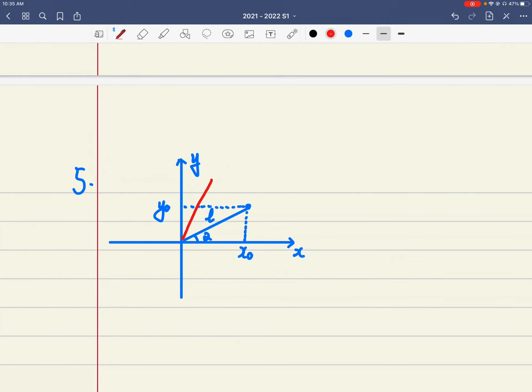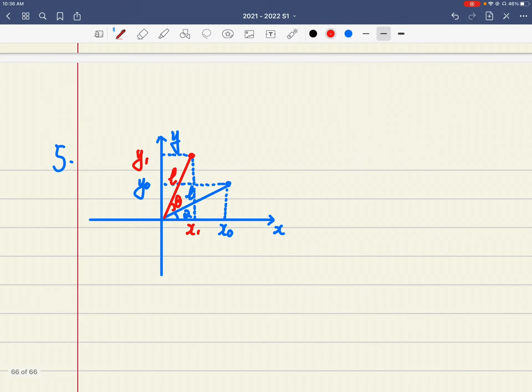Now I rotate this line. For example, after the rotation, the line is here. What is not changed is the length of the line. It's still the same line, still the same length. However, the endpoint's coordinate has changed. Let's call these new coordinates x1 and y1. Because you rotate counterclockwise, in this direction, let's say the rotation angle is called theta.